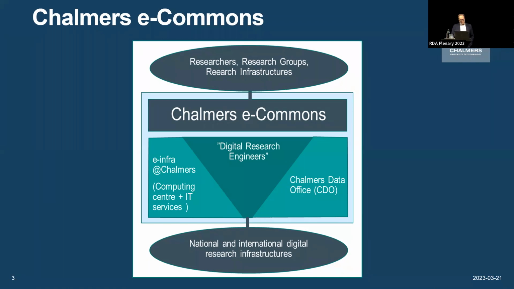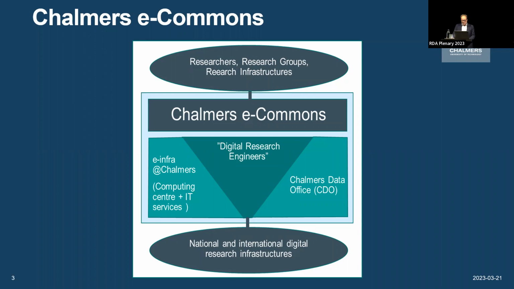Through Chalmers e-Commons, researchers can access a wide range of support from the center. There are three pillars in this. That's the e-infrastructure, which is access to compute and storage at several levels: local resources, national resources, international resources, and also some specialized resources. The second one is the digital research engineers, where you can get support from specialists in AI and machine learning, high performance computing, data management, and visualization.